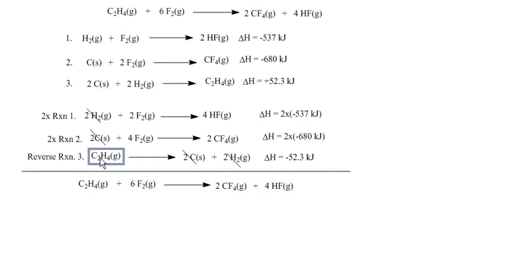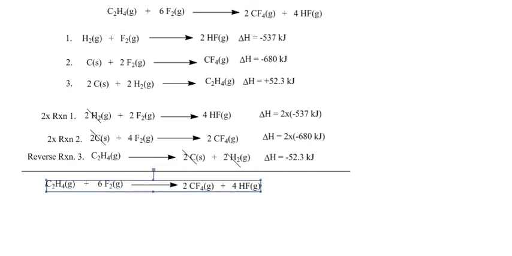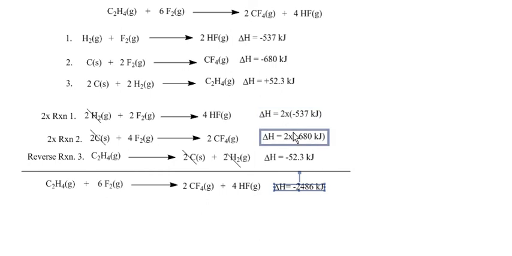So we have 1 C2H4. We have 4 F2s plus 2 F2s, giving us 6 F2s. And on the right side, we have 2 CF4s and 4 HF, giving us what we want. In order to get the enthalpy change for this reaction, we need to add all of these individual enthalpy changes. And when we do that, we get minus 2486 kilojoules.